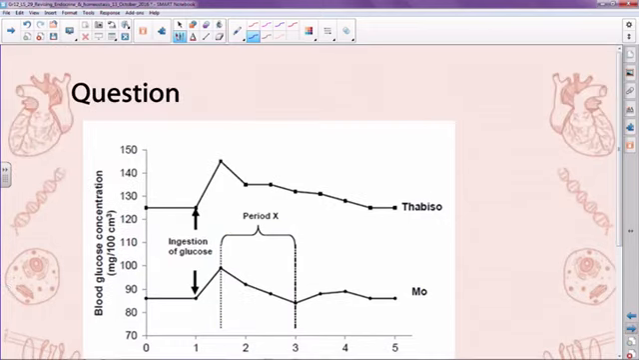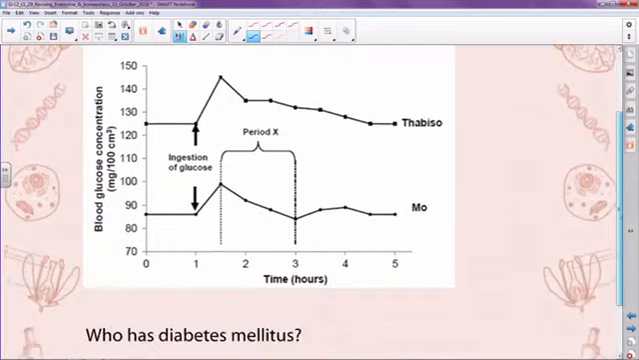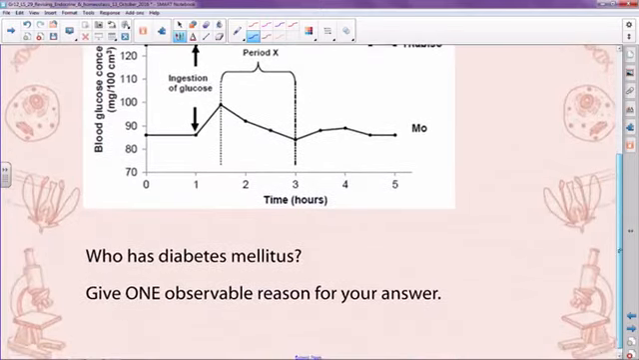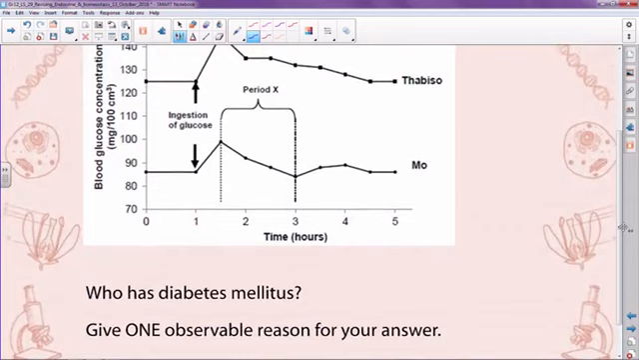Okay, now, next question. We always go to the next one. Who has diabetes mellitus? There we go, diabetes mellitus. And give one observation reason for your answer. So who has it and why would you say that? Okay, that means I'm going to give you 2 minutes to do that. Let's see if you can get it right. Are you ready? Off you go.